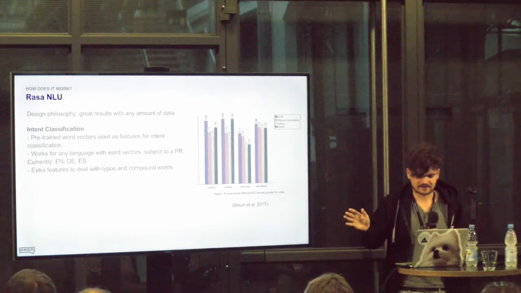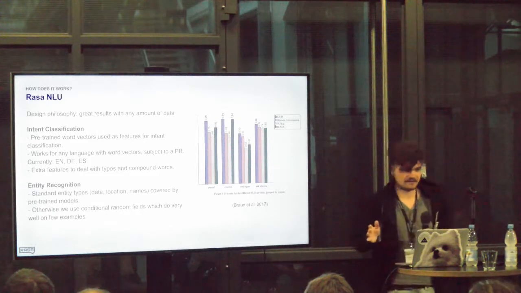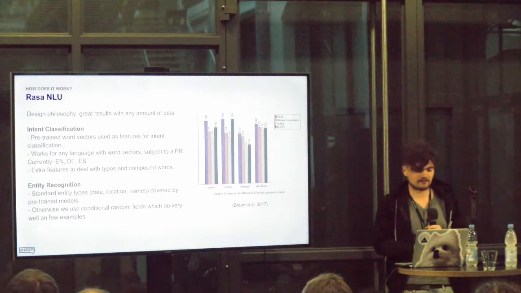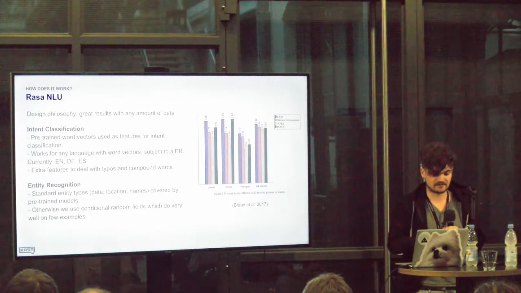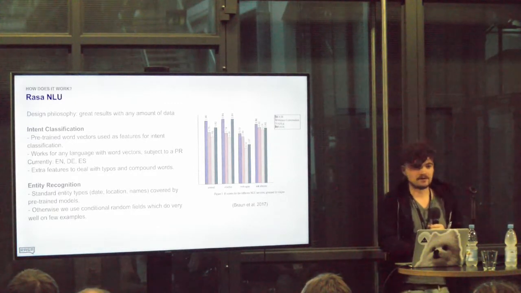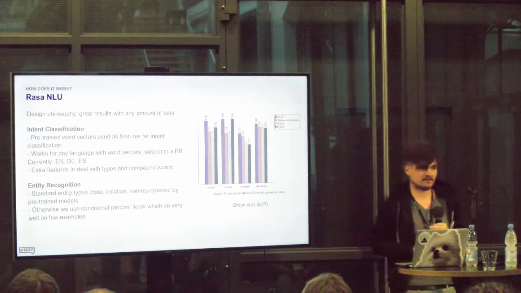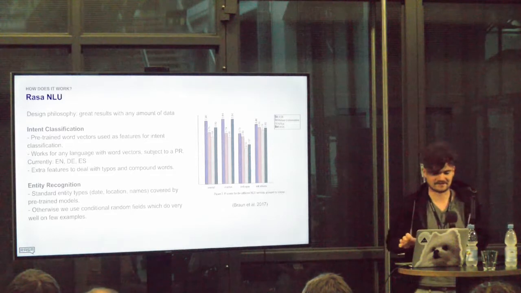So this is our intent classification, and then we also have entity recognition. For standard stuff like date, location, and names, we have pre-trained models that can recognize these automatically out of the box. But in a lot of cases, you'll want to find entities which aren't standard. So maybe you'd want movie titles or something like this.